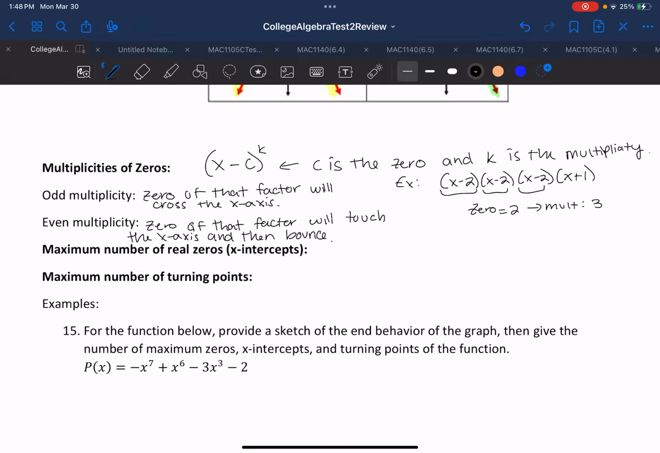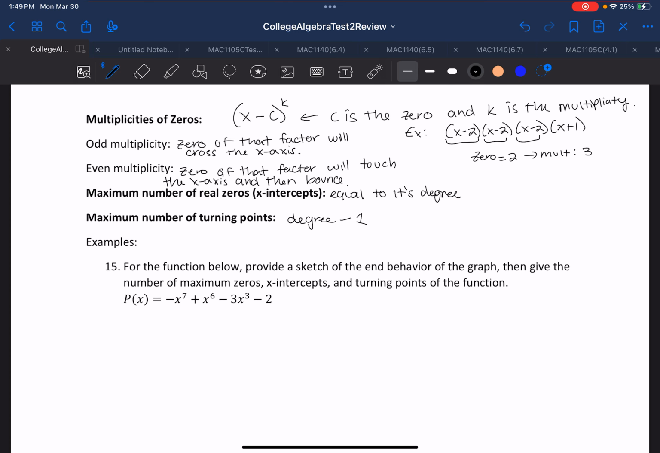All right, and then we learned that the maximum number of real zeros, or x-intercepts, that a polynomial can have is equal to its degree. And the maximum number of turning points would be the degree of the polynomial minus 1. Highest exponent minus 1.